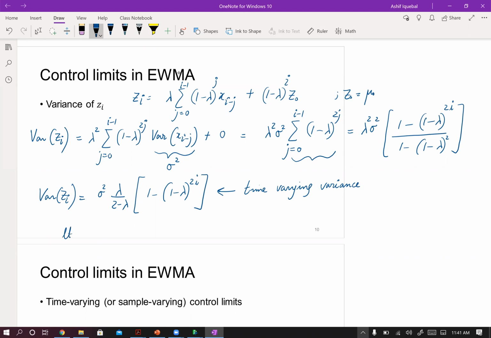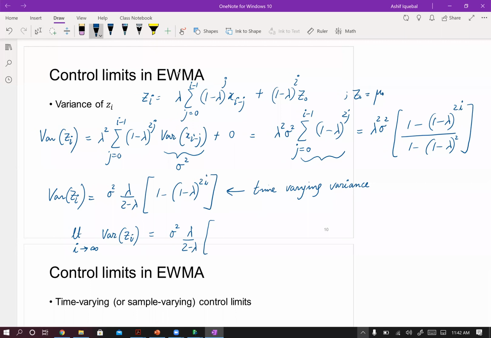Now let's put a limit on i. Let's say i goes to infinity. Now the variance of zi when i goes to infinity will be equal to sigma square lambda by 2 minus lambda. If you look at the second term inside the bracket here, this one will go to 0 if i goes to infinity, right? So if this goes to 0, I just have sigma square lambda by 2 minus lambda. And this is also called the steady state variance. All right. Any questions?